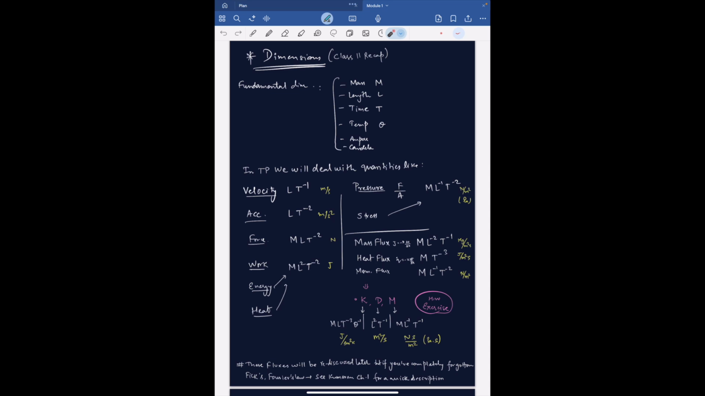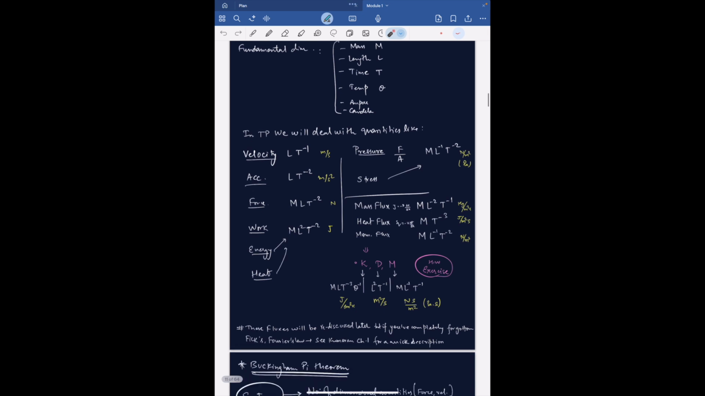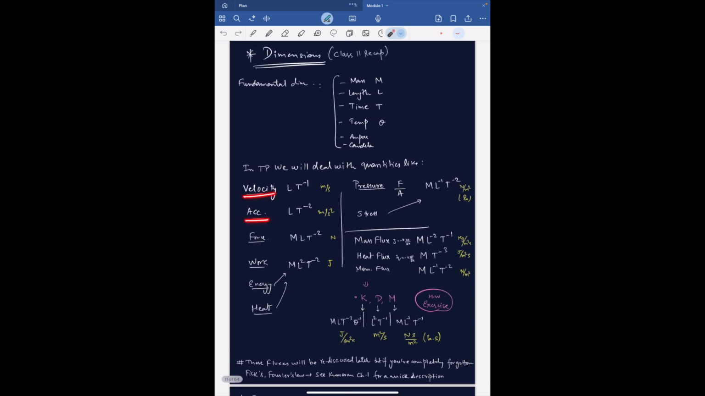And in transport phenomena, we will deal with quantities, and you will see very often velocity, acceleration, force, work, energy, heat, etc. As you know, velocity is meter per second in SI units, or kilometer per hour on your motorbike. You always know that it's length per unit time. So very easily you can decipher that it's LT^-1. Acceleration, of course, is another time^-1, so LT^-2. Force is mass times acceleration, so MLT^-2. Work is mass times acceleration times distance, so the L changes to L^2.